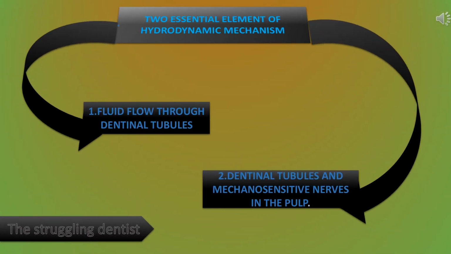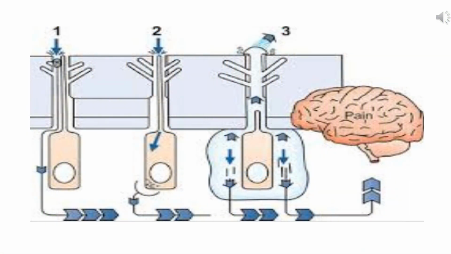There are two essential elements of the hydrodynamic mechanism. The first one is fluid flow through dentinal tubules. The second one is the dentinal tubules and mechanosensitive nerves in the pulp. Here is the picture showing the mechanism of the hydrodynamic theory. Stimuli like thermal, chemical, osmotic pass through dentinal tubules and disturb the dentinal fluid flow. After that there occurs generation of action potentials in nerve endings. After that the action potential is transferred to the brain, causing pain.